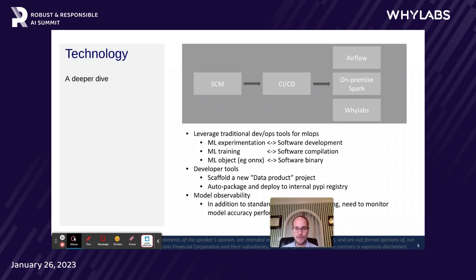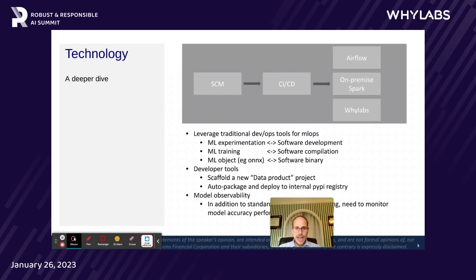So we used at that time Bitbucket and Bamboo, which is an Atlassian product, for the CI/CD part. And the reason we were able to get away with this is because we have a conceptual map between what ML is and what traditional software development is. ML experimentation is akin conceptually to software development. Machine learning training is akin conceptually to software compilation. Both software engineering and machine learning end up with these objects, whether it be a binary or a model object using, say, ONNX or a pickle, that can then be used in a REST API or some other microservice, or even in batch.